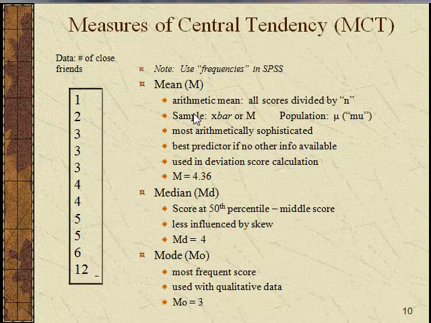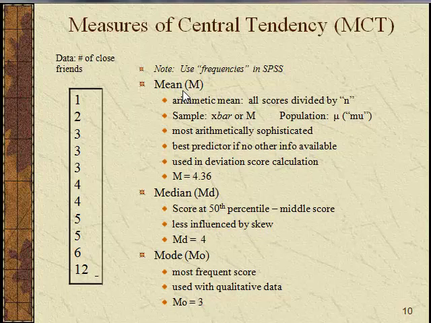So the mean is the most arithmetically sophisticated measure because it considers the value of each and every score. We get it by taking all the scores, adding them up, and then dividing by n. This is the one you typically think of when people talk about what's the average. In terms of a sample, X with the bar over it, or capital M, would be the symbols. With a population, it'd be the Greek symbol mu.